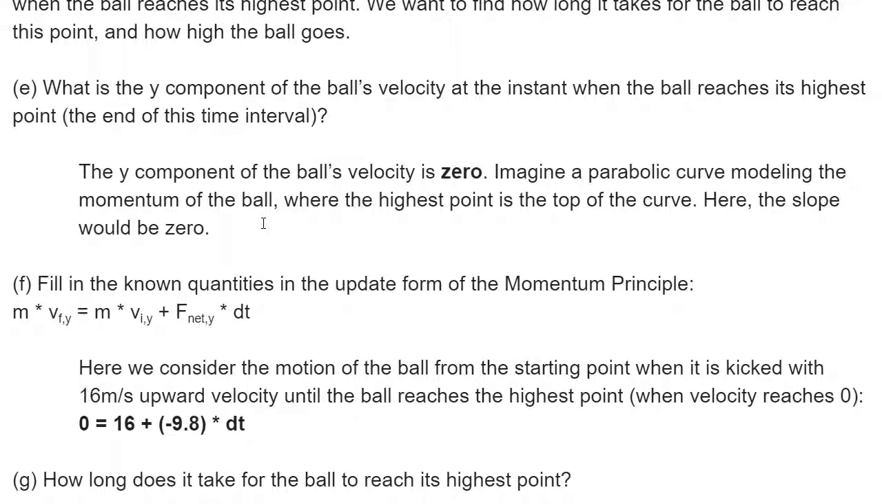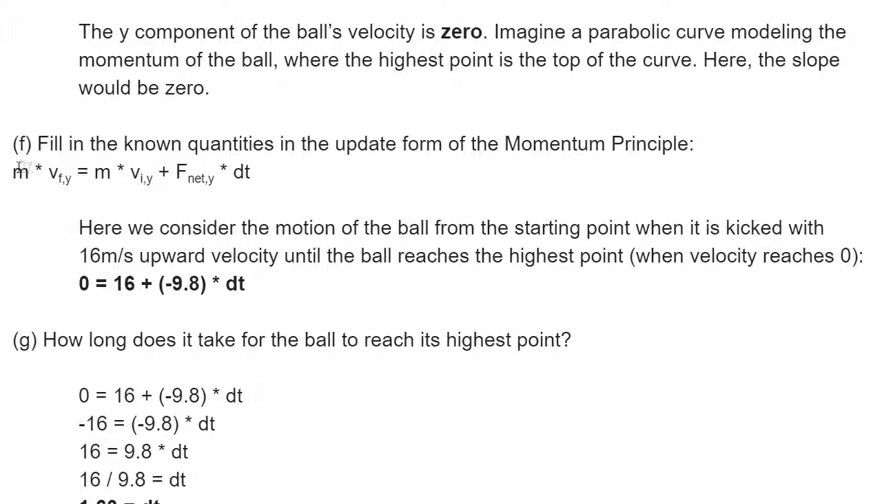Now, for part E, they want to know the y component of the ball's velocity at its highest point. So imagine a parabola that models the ball's motion. At the highest point of that parabola, the y component of the velocity is 0, because the tangent line at the top of the parabola would be a straight line, a line of slope 0.